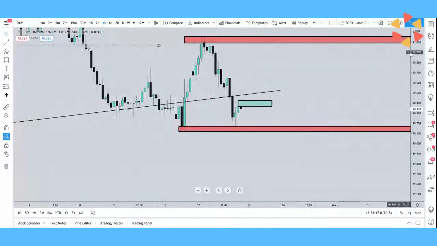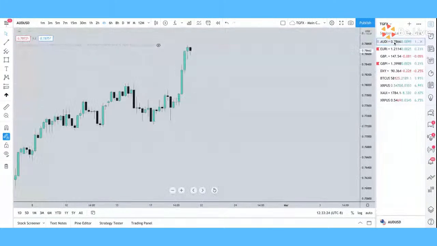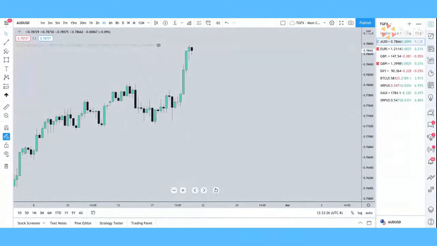All right, so with us knowing that information, what we can do is go to our actual trading pairs now, like the AUD USD, for an example. Let's check that out.